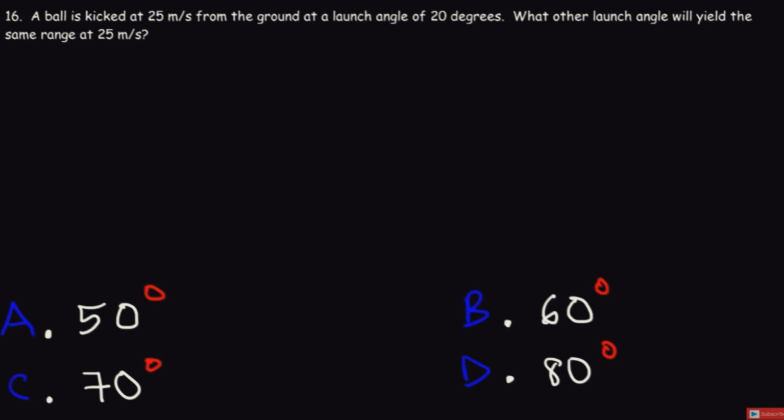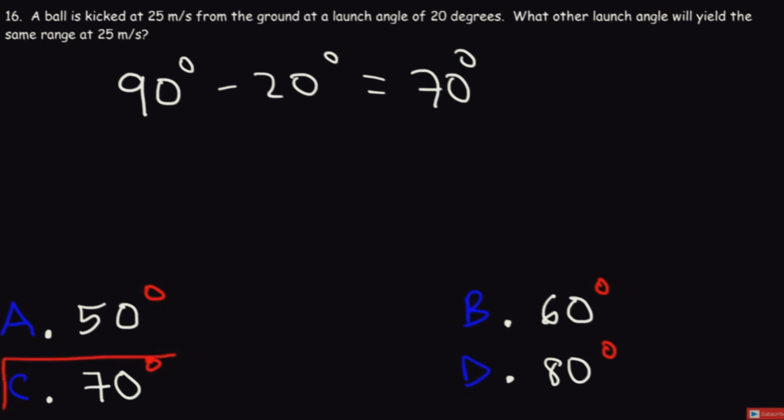A ball is kicked at 25 meters per second from the ground at a launch angle of 20 degrees. What other launch angle will yield the same range at 25 meters per second? So how can we find the answer? Well, this is one of those problems where you just have to know how to do it. The range will be the same when the two launch angles add up to 90. So to find the answer, it is 90 minus 20, so it is going to be 70. So C is the right answer.